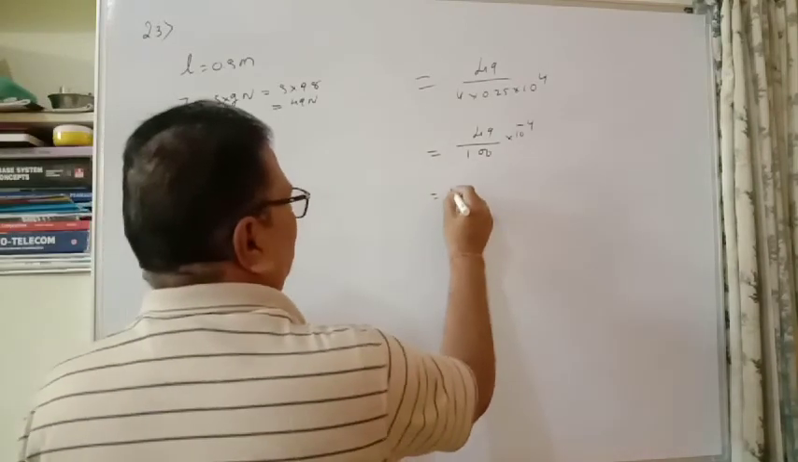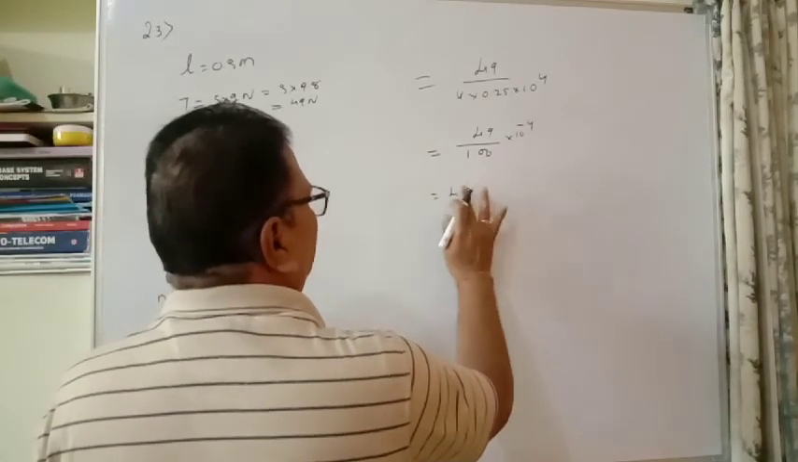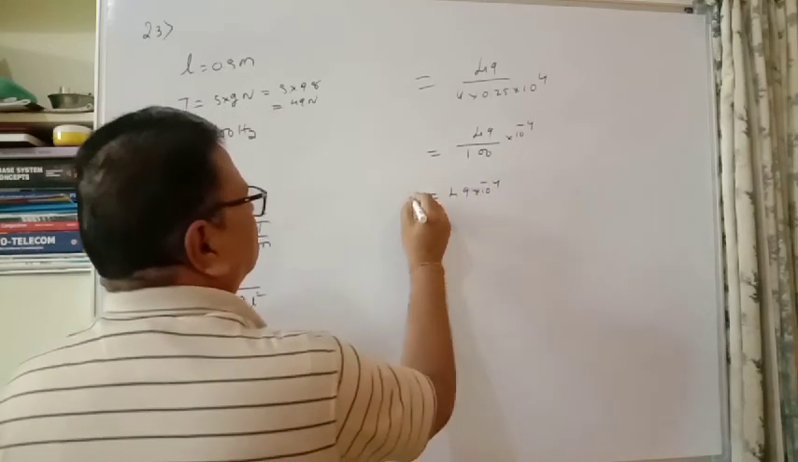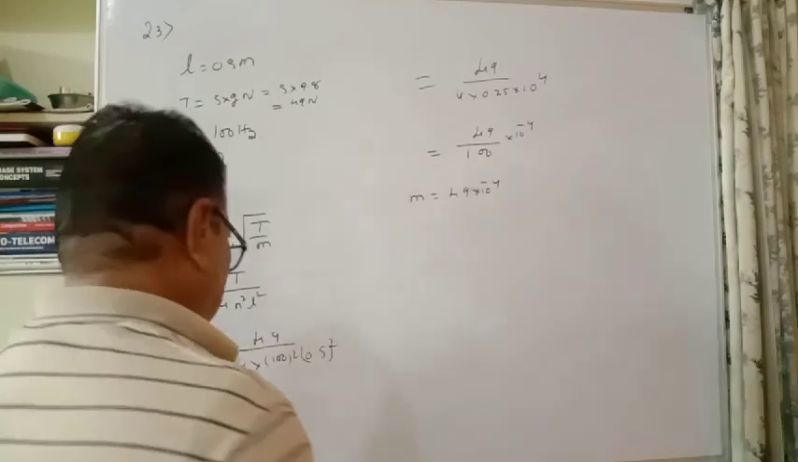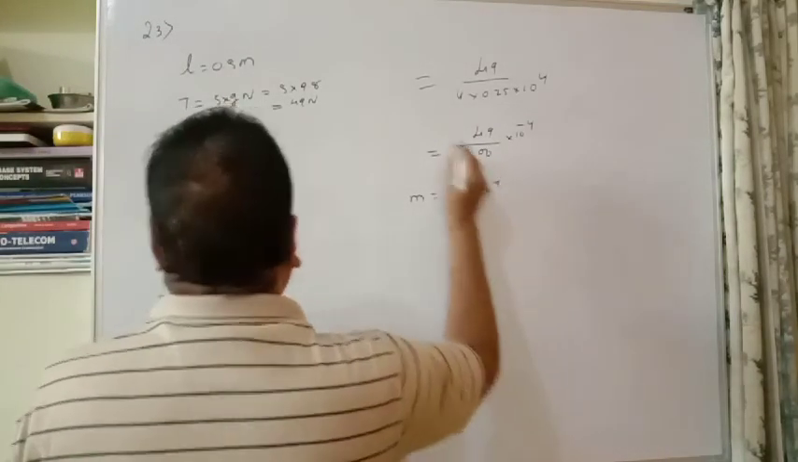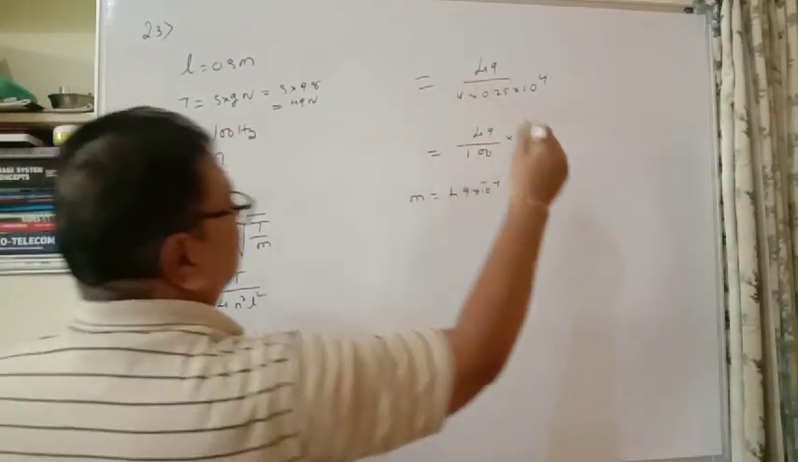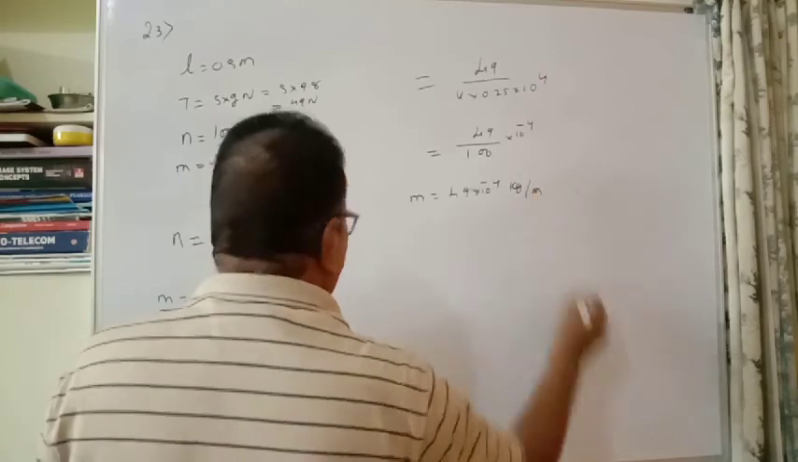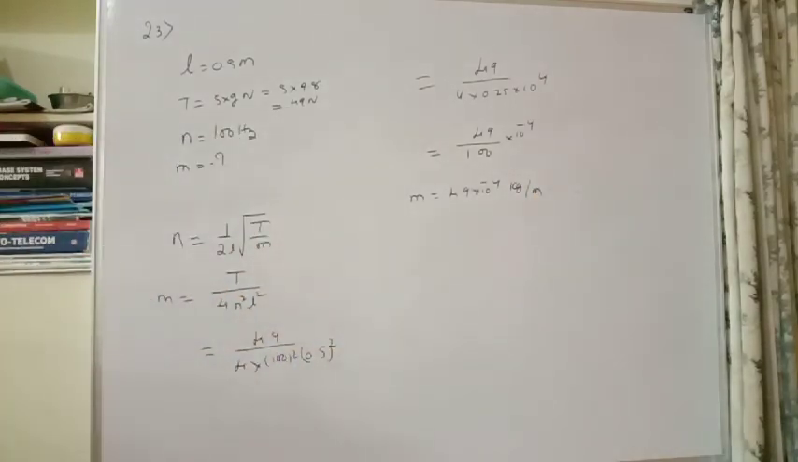Or 4.9, read like 49 into 10 to the power minus 4. Linear density, mass per unit length. All the quantities are in SI unit. Therefore, we get kg per meter.